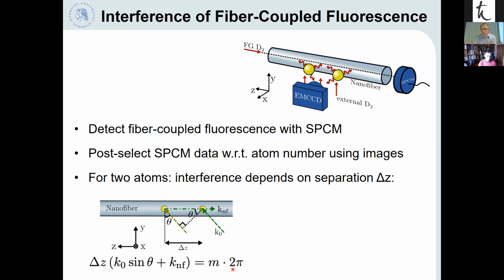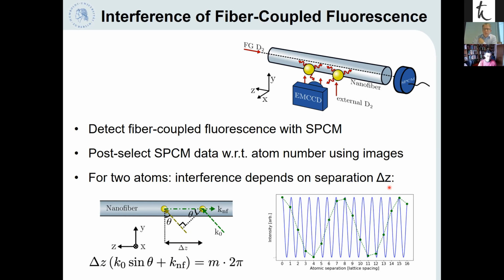Now, of course, the distance between the atoms is discrete in our case because the atoms are trapped in a periodic potential, and it turns out that the period of this trapping potential is larger than half the resonant wavelength of the atoms.